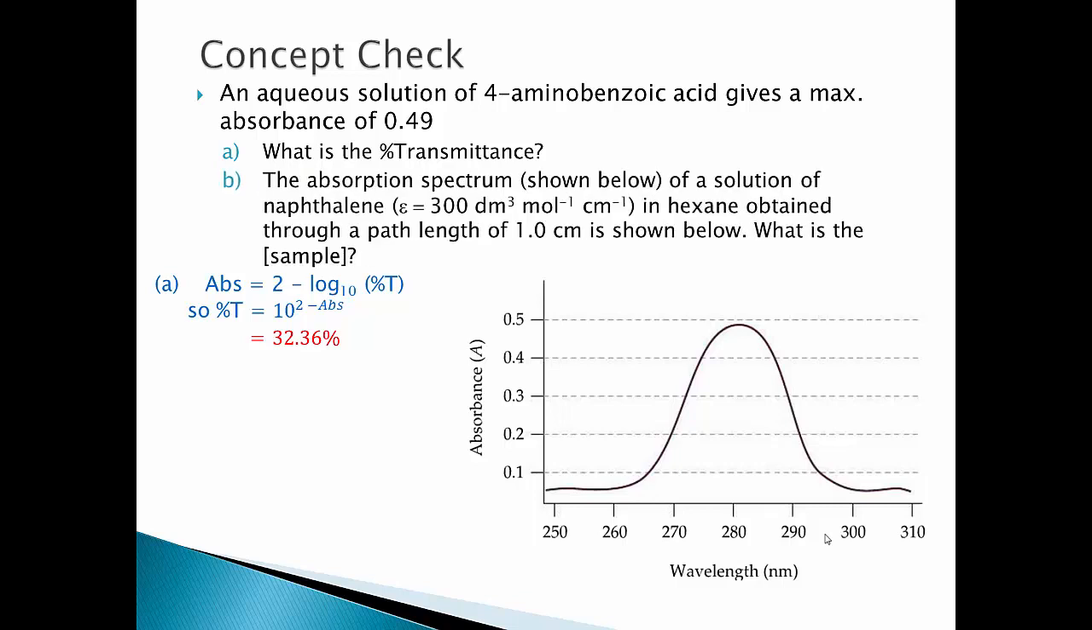Okay, so the absorption spectra shown below of the solution of naphthalene in hexane obtained through the path length of 1 centimeter. What is the concentration of the sample? So then we know Beer's law, so absorbance equals ECl. We're given our E, we need to find our C, and we can work out our absorbance, reading off the graph, 0.49. Okay, it's pretty straightforward.